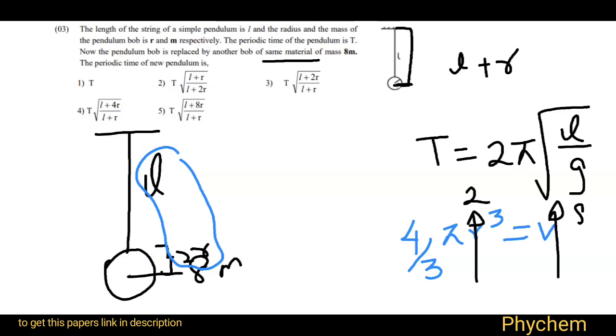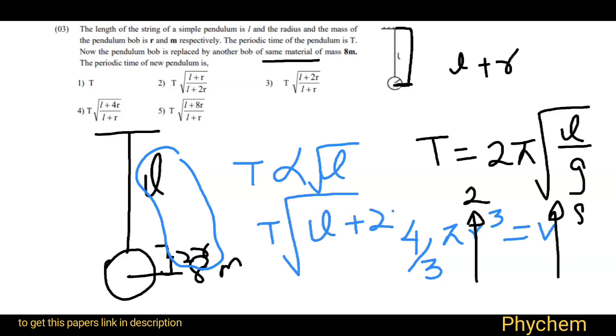So definitely you know T is directly proportional to the square root of L. Therefore, you will end up with the answer T times the square root of (L plus 2R) over (L plus R), by using simple maths, and the answer will end up being the third answer.